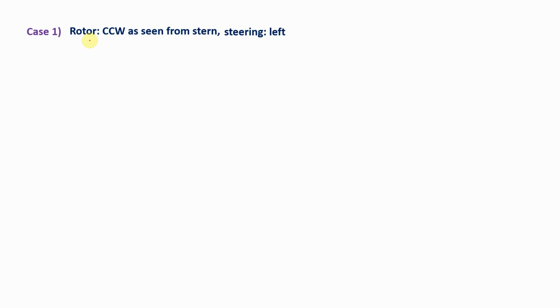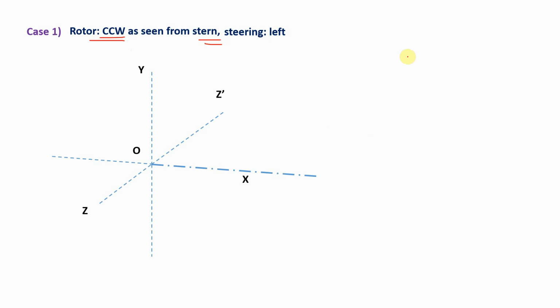So we are looking at the rotor from stern end. First of all, we place the coordinate system consisting of three axes x, y, z. We always place the observer along the x-axis. Now we will draw the ship along the x-axis in such a way that its stern end is facing towards the observer, because we are looking from the rear side or stern end. So I have drawn the ship along the x-axis in such a way that stern end is facing towards the observer.